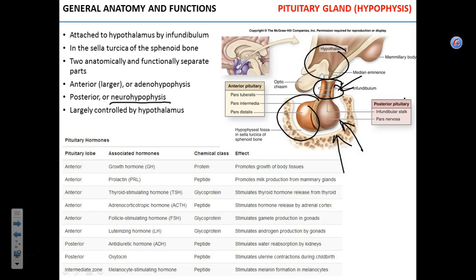Growth hormone, obviously, regulates growth. Prolactin regulates milk production. Thyroid stimulating hormone regulates function of the thyroid gland. Adrenocorticotropic hormone regulates the function of adrenal glands, cortisol production. Gonadotropins, follicle stimulating and luteinizing hormone, regulate the function of testes in males and ovaries in females.